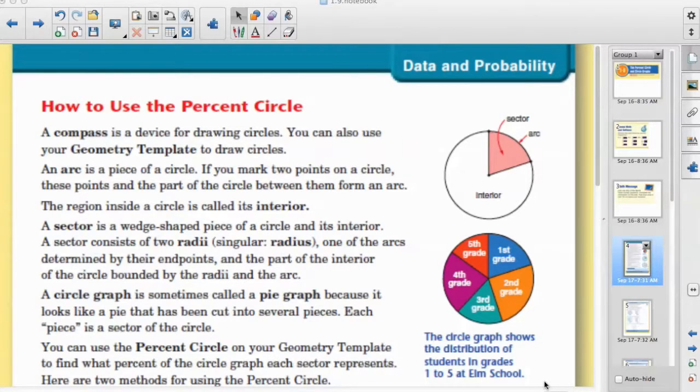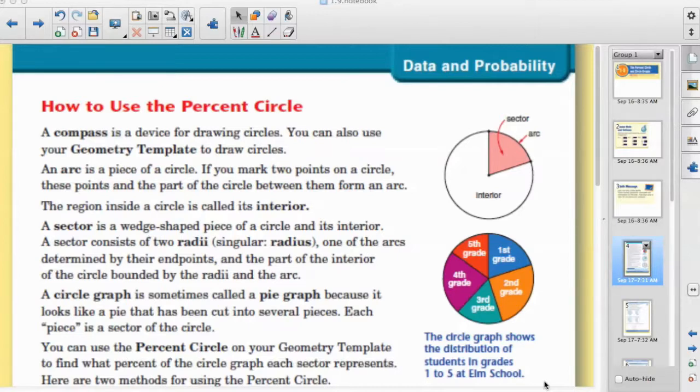In this video, we're going to look at the percent circle and circle graphs. We're going to first talk about the percent circle. A compass is a device for drawing circles. You can also use your geometry template to draw circles. Many of you throughout your career here have used a compass in order to draw circles, and some of you may have even used your geometry template as well.